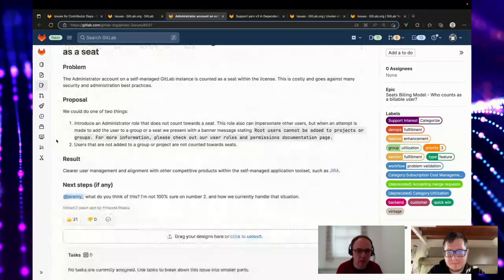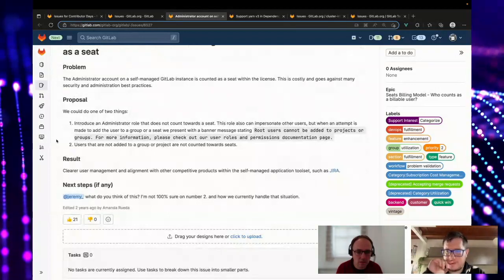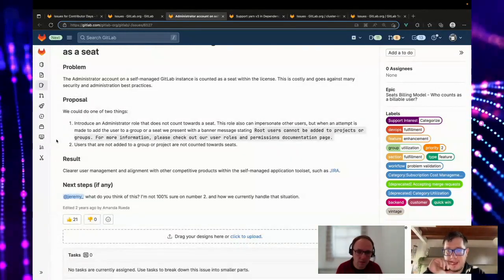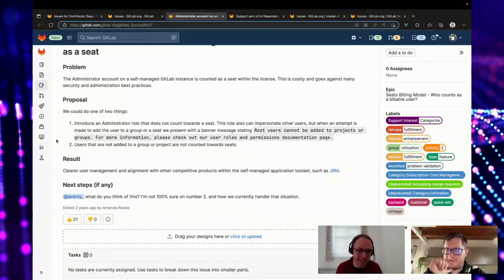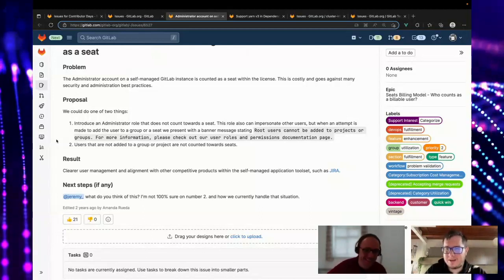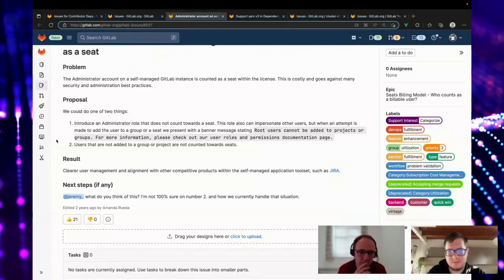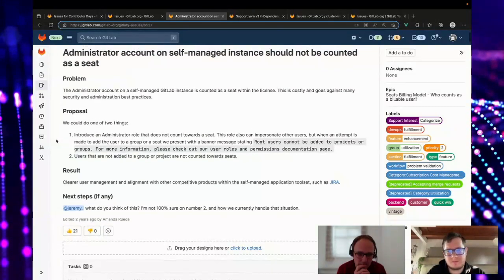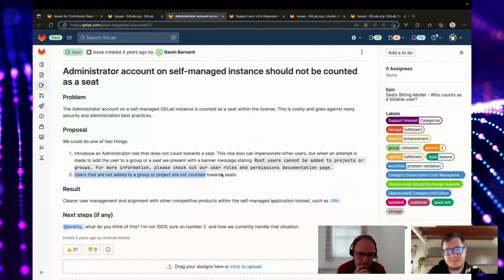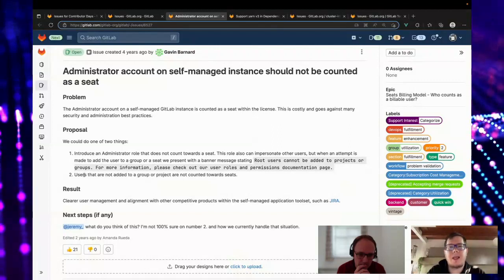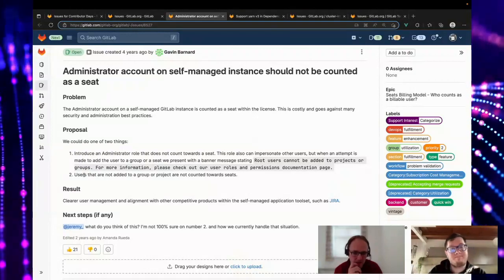Well, they're talking about one of two things. Yeah, introduce an administrator role that does not control the seat. Yeah, adding a new role, that's not going to happen. Well, that's certainly not going to happen quickly. Nope. Users that are not added to a group or a project are not counted towards seats. No, this wouldn't do, because an administrator could also have, for example, I am the administrator of our self-hosted instance, but I also have access to all the projects, so this wouldn't work.